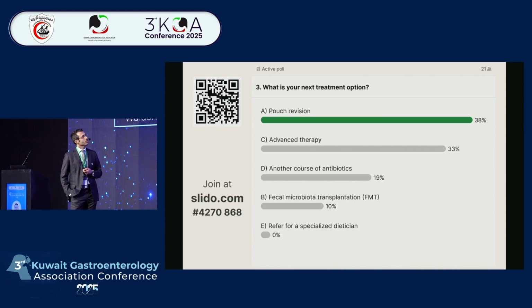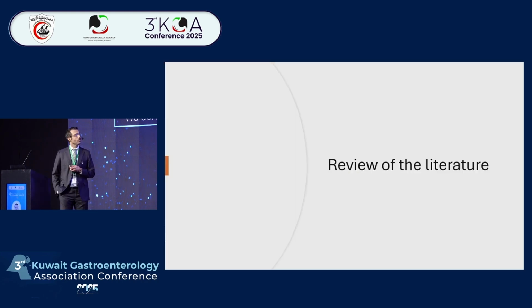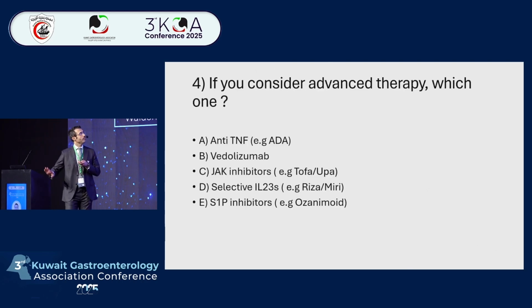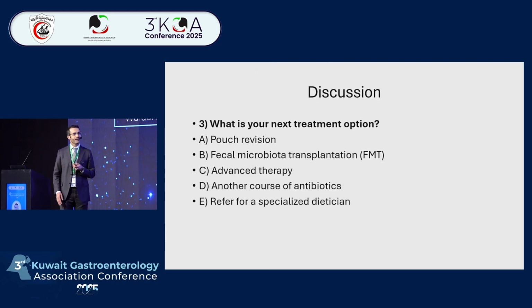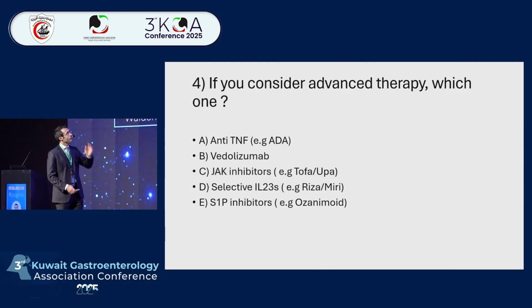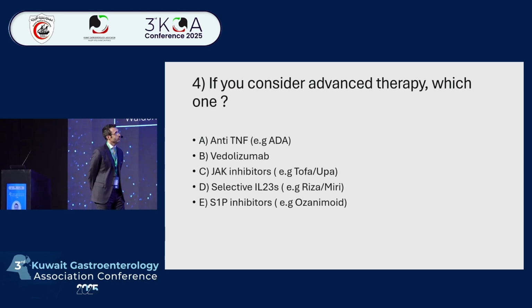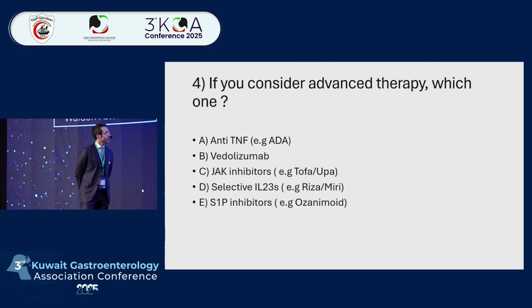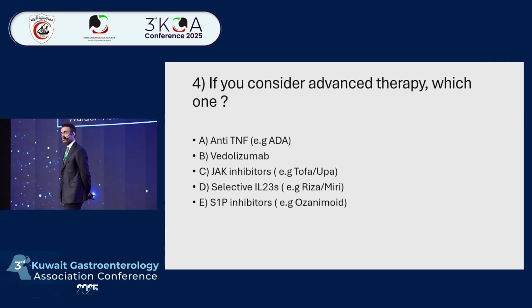So moving on, maybe we don't need the voting. Don't stop the voting, please. I'll do it without voting. If you consider advanced therapy, which therapy would you choose now? Anti-TNF, vedolizumab, JAK inhibitors, selective IL-23 inhibitors, S1P modulators. What will be your choice here?